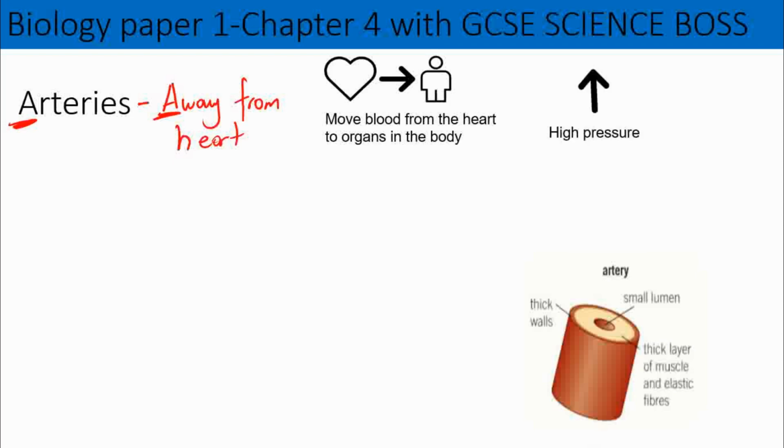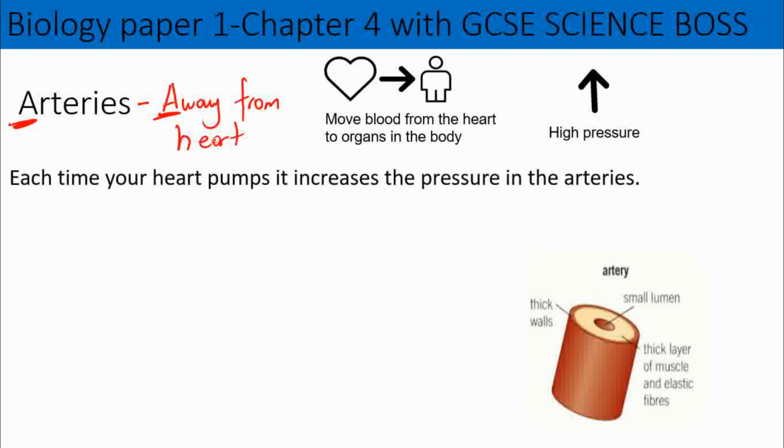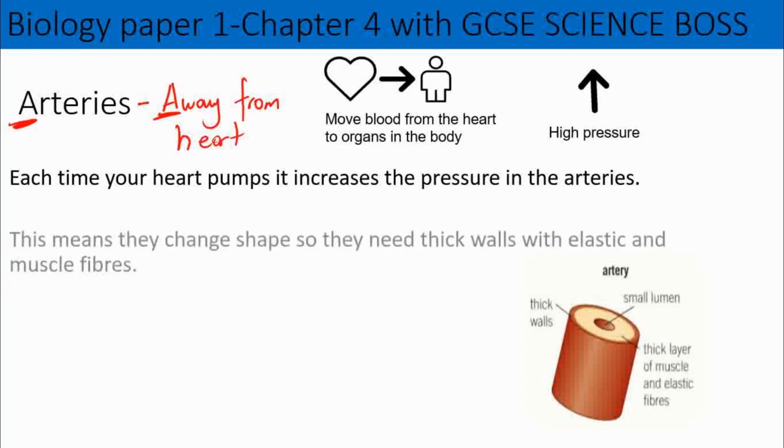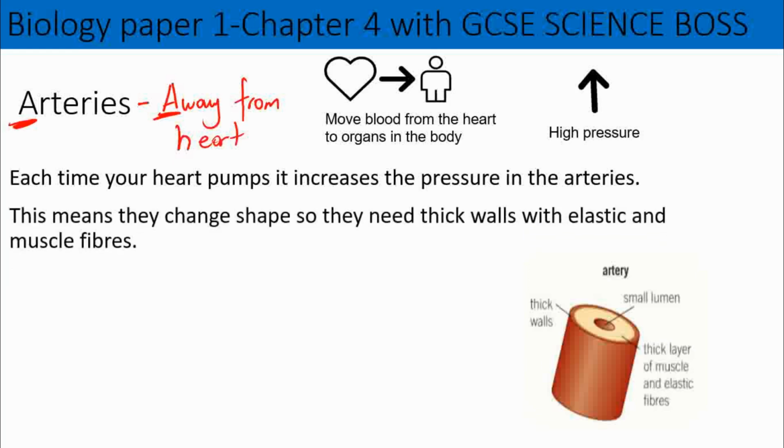Also, the blood that's flowing inside the artery, that pressure is very, very high because it's coming from the heart, okay? So it's carrying high pressure blood. So each time your heart beats, it increases the pressure in the arteries, okay? Good. Now, because of that, if you notice here, it has thick and elastic and muscular walls, okay? And the reason for that is so that it can withstand the high pressure, okay? So that it can withstand high pressure.